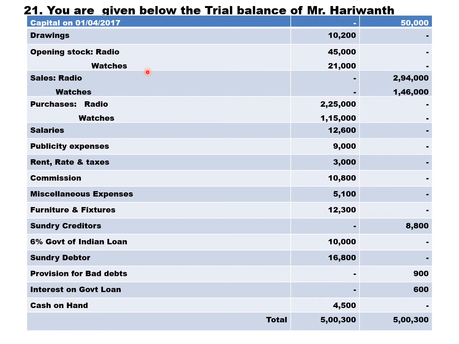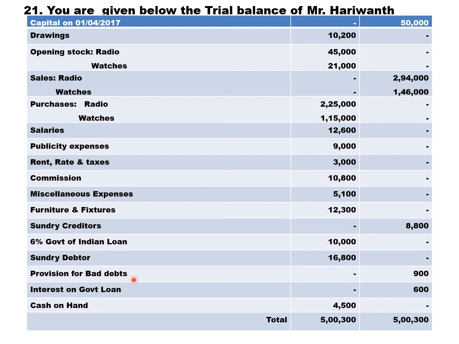So we have opening stock will come in trading, sales will come in trading, purchases will come in trading, salary will come in PL, publicity expenses will come in PL, rent, rates and taxes PL, commission PL, miscellaneous expenses PL, furniture and fixture is an asset, balance sheet, creditor, balance sheet, 6% Government of India loan, balance sheet. It's an asset. It's an investment because it's given in debit side, 10,000. So when it's given in debit side, it's an asset. Therefore, it's an investment, balance sheet, debtor, balance sheet.